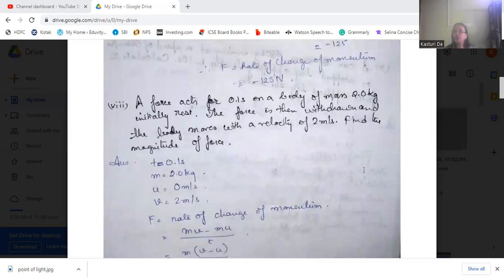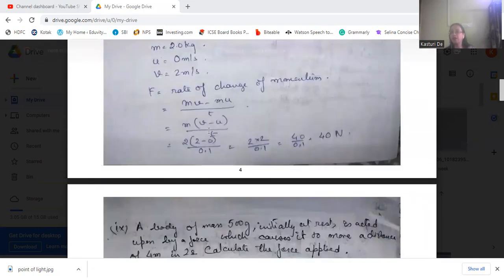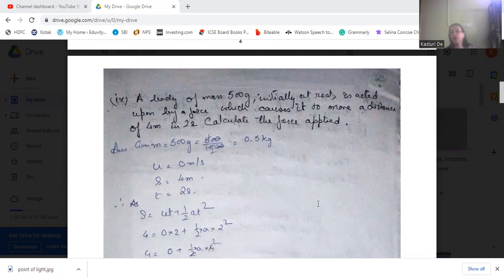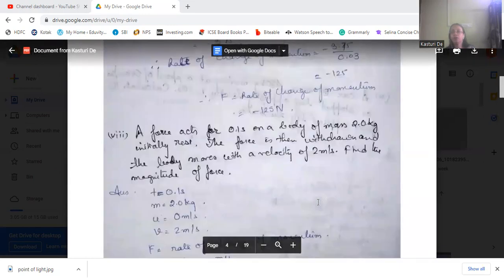So what happens? Time we know is given as 0.1 second. Mass is 2 kgs. Initial velocity, as it was at rest, is 0 meter per second. And after the force has been stopped, the body starts moving and has a velocity of 2 meter per second. So rate of change of momentum is (mv minus mu) by t, that is 2 into (2 minus 0) divided by 0.1. That is 2 into 2 by 0.1, that is 4 by 0.1, that is 40 Newton. The force applied, that is 40 Newton, moved the body with a velocity of 2 meter per second.